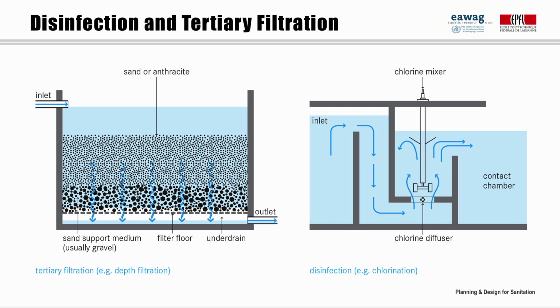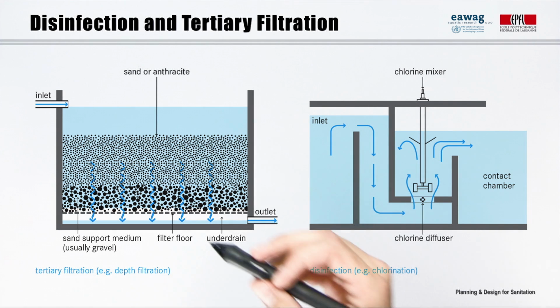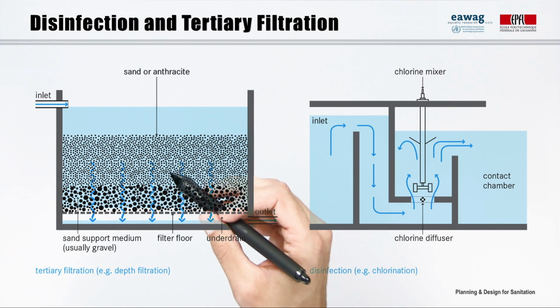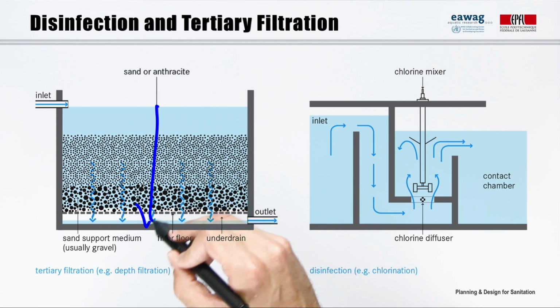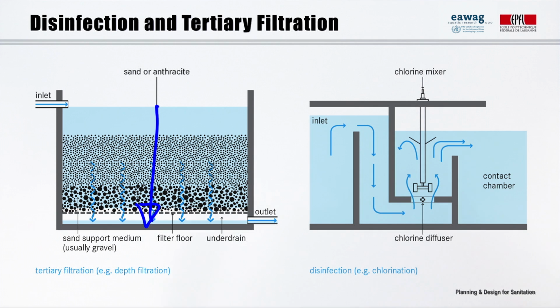Filtration process can be classified in two categories. First, the depth or packed bed filtration, as shown on this figure, where the effluent passes through a filter medium, such as sand or activated carbon. On the other hand, surface filtration removes undesired elements through sieving, for example, through membranes.